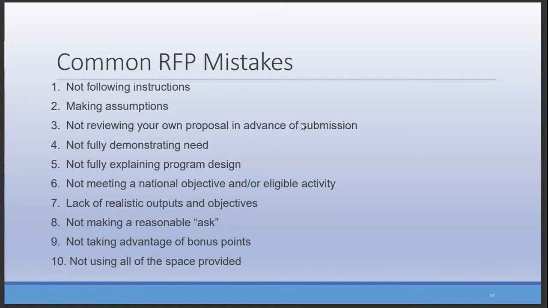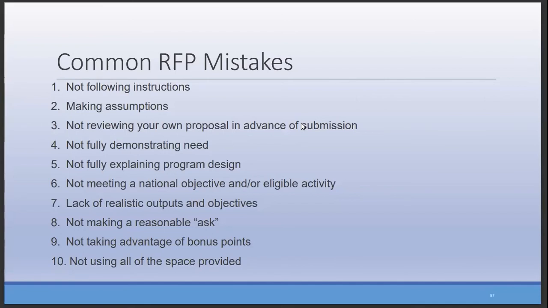Another mistake is that your activity does not meet a national objective and/or is not eligible. This mistake is the costliest of them all, for your activity is ineligible and cannot meet a national objective. No matter how good your proposal is, CDA cannot fund it. It is important to review the RFP to ensure that your project meets these parameters. Lack of realistic outputs and objectives is another mistake. Your outputs and objectives should be consistent with your program design.